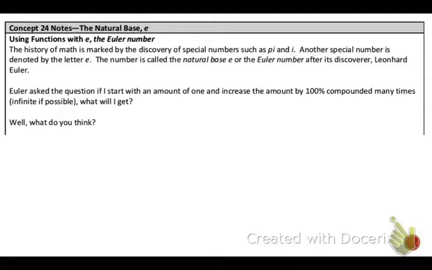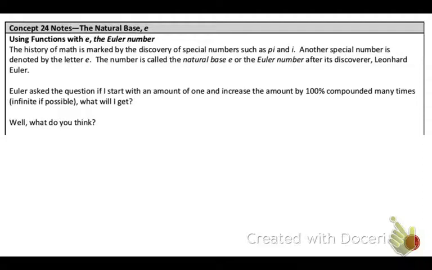So one way to think of the natural base e is what Euler did. Euler asked the question, if I start with an amount of 1 and increase that amount by 100% compounded as many times as possible within a certain amount of time, what will I get? So that means you've spread that compound interest, if you will, or proportion the amount over a certain period of time as many times as possible. What number will I get? Well, we get 2.72. Seems a little strange.